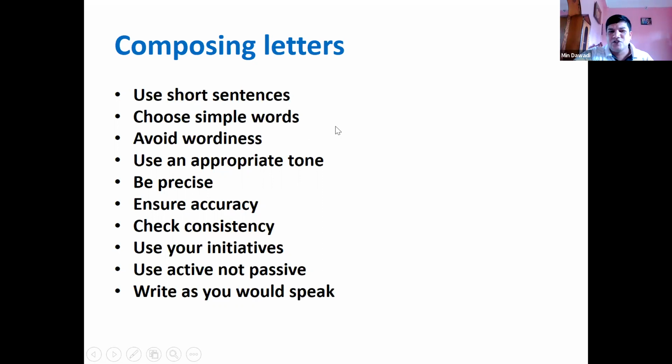Choose simple words. Don't use very complex jargon. Don't use long-winded expressions. Don't use those bombastic words, or very figurative types of words and expressions. So use simple words, shorter words. Avoid wordiness. Avoid wordiness means avoid the use of too many words which are not necessary for making a particular concept clear.